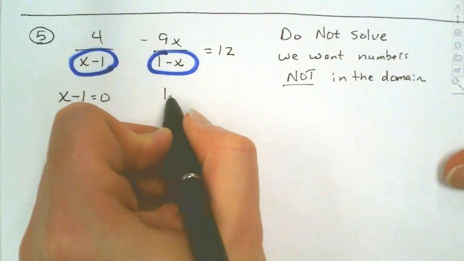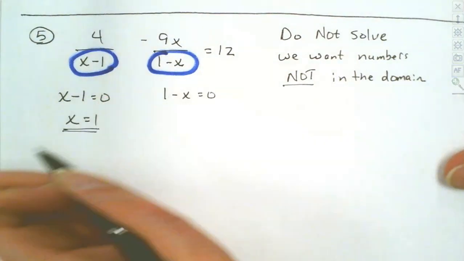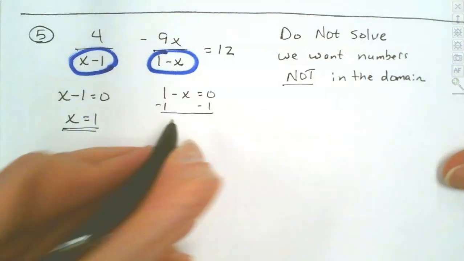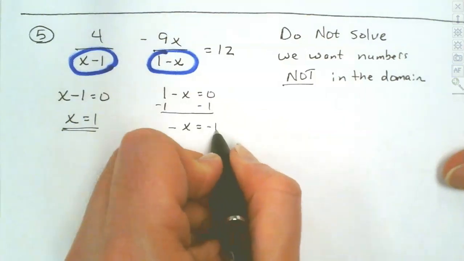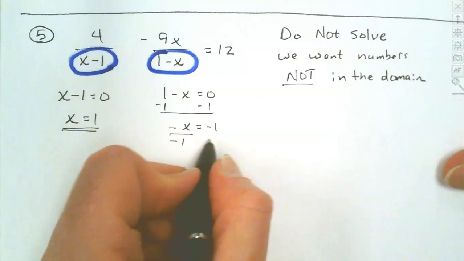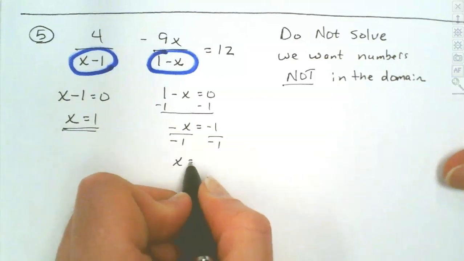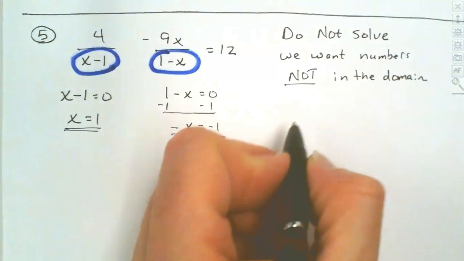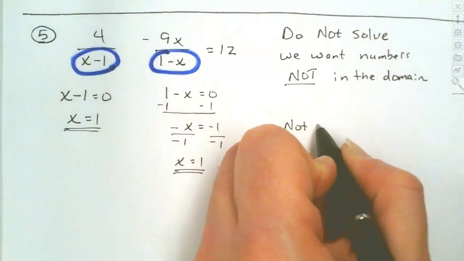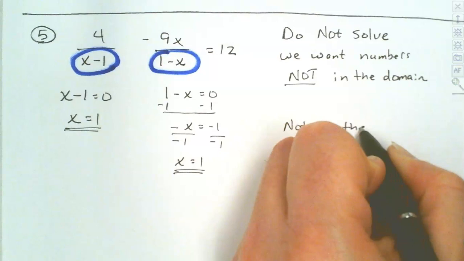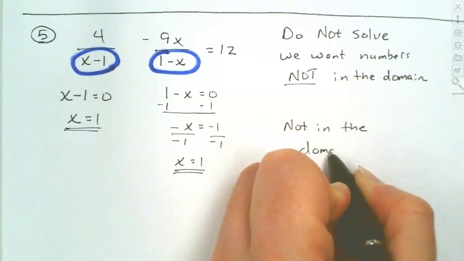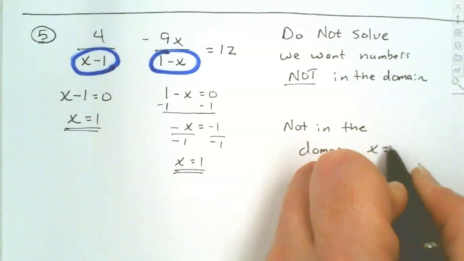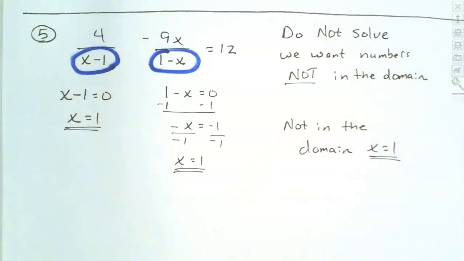And the other one is 1 minus x equals 0. So we'll move that 1 over. And we've got minus x equals minus 1. We'll divide. And again, we get x equals what? 1. So what number is not in the domain? The only number that's not in the domain is going to be x equals 1. All the other numbers will work.